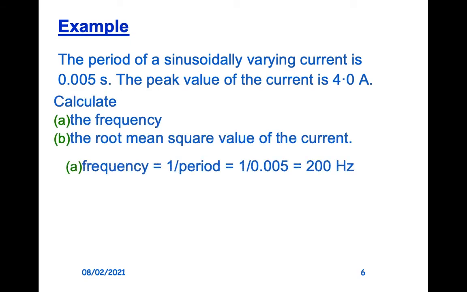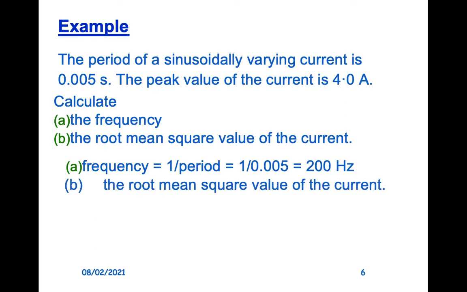So for example, the period of a sinusoidal wave is 0.005 seconds or 5 milliseconds, and the peak value of the current is 4 amps. It says calculate the frequency and then calculate the root mean square value of the current. The frequency: it's telling us the period, so it's just 1 over the period. So the frequency is 200 Hertz.